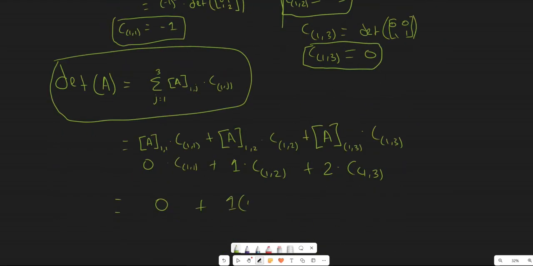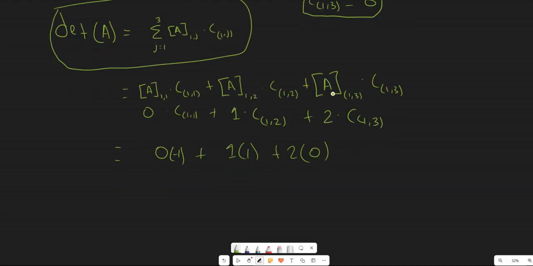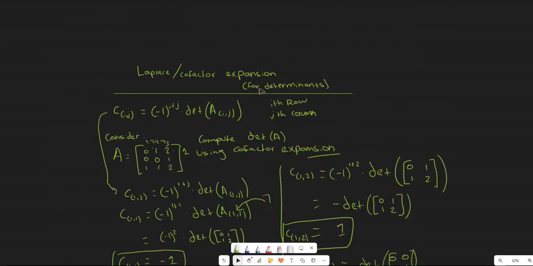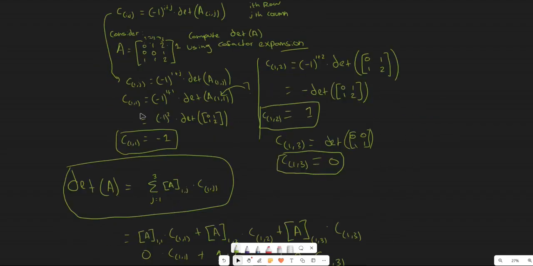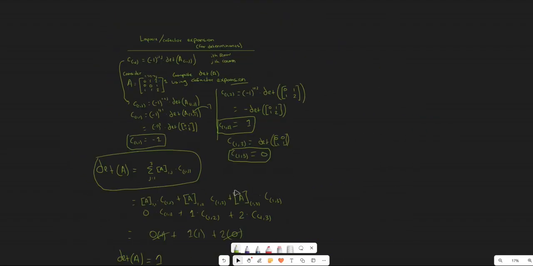So plus 1 times 1, and this was actually negative 1, plus 2 bracket 0, and these terms are just 0, so we get that the determinant of A is just 1. That is the determinant of this 3 by 3 matrix here. Cool, so we got that done there.